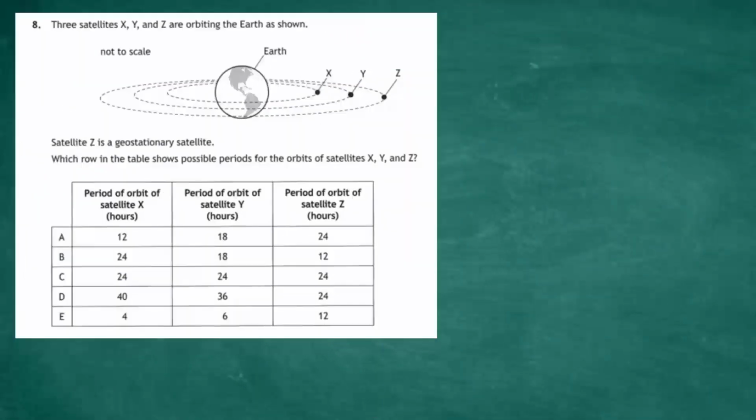Question 8. 3 satellites X, Y and Z are orbiting the Earth as shown. The diagram's not to scale. And we're told that satellite Z is a geostationary satellite. And we're asked to find which row in the table would show the possible periods for the orbits of X, Y and Z. Well, the big clue is the geostationary satellite.